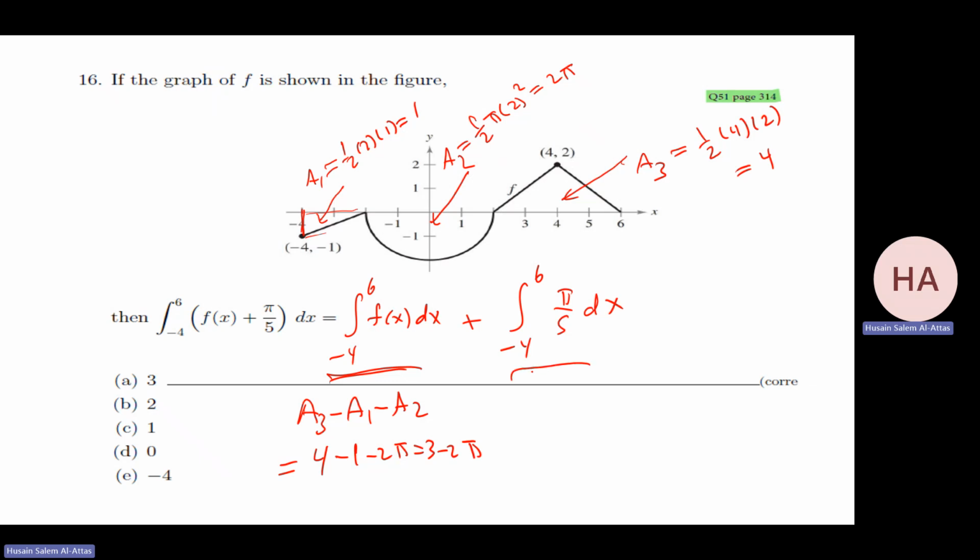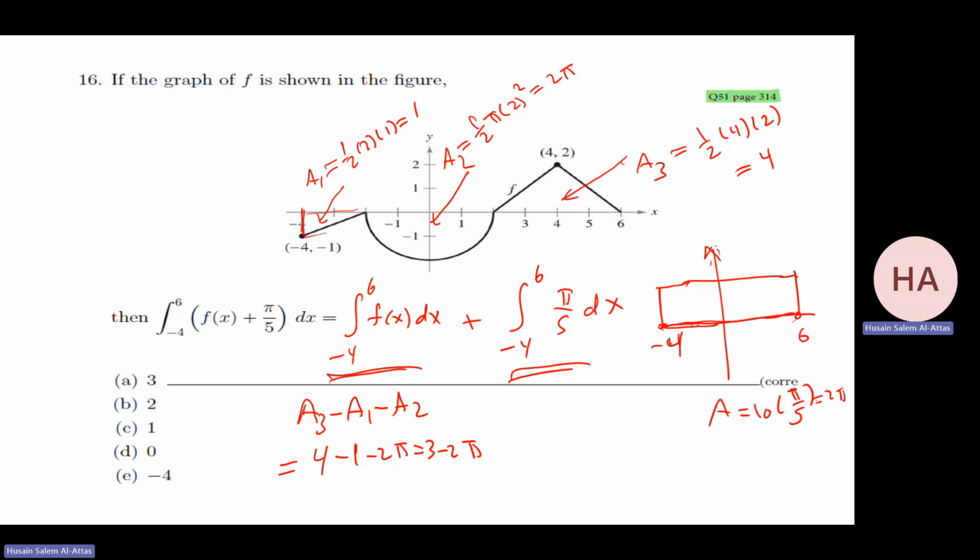Okay. Now, what about this integral? This is just a value, a constant. So I have pi over 5 between minus 4 and 6. So in this rectangle, the length is 10. So the area will be 10 times pi over 5. This is 4 plus 6, this is 10. So it will be 2 pi.